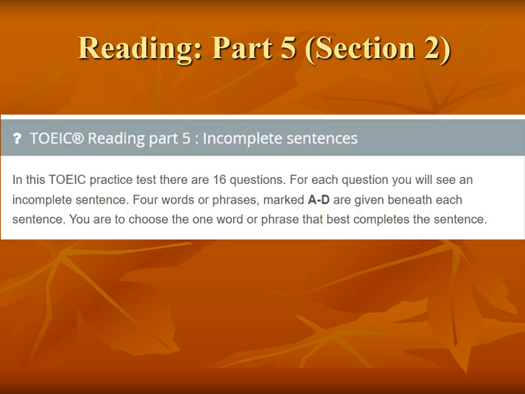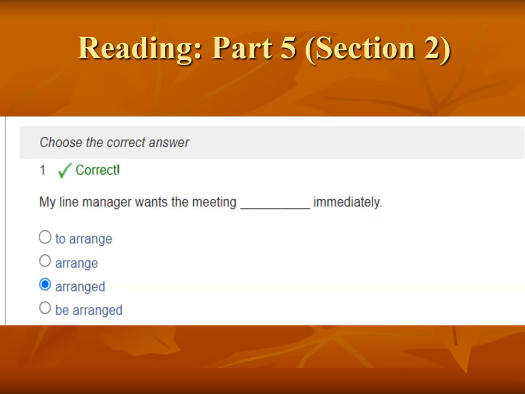So here it is. Actually, in this TOEIC practice test, there are 16 questions. For each question, you will see an incomplete sentence. Four words or phrases marked A to D are given beneath each sentence. You are to choose the one word or phrase that best completes the sentence, as I have demonstrated to you previously. So here it is. Reading part 5, section 2nd, the practice test.